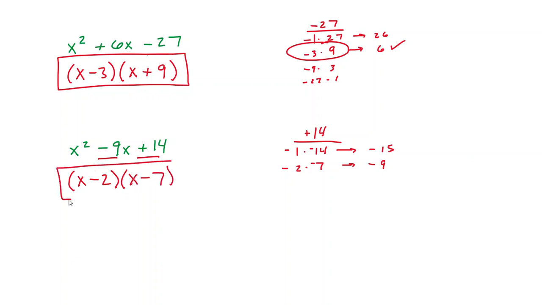And there we have it. We found our final answer, and that is how you factor trinomials in the form where the first term is a variable squared, x squared or something else, but the coefficient is 1. No coefficient other than 1. There's no number in front.